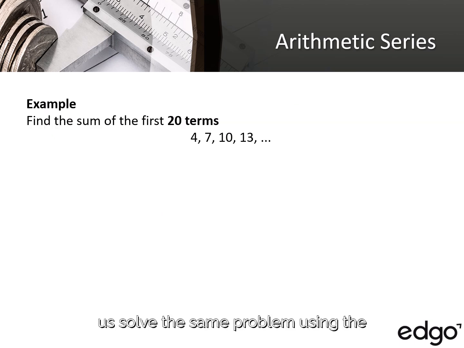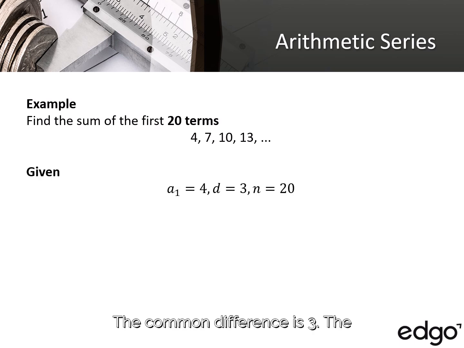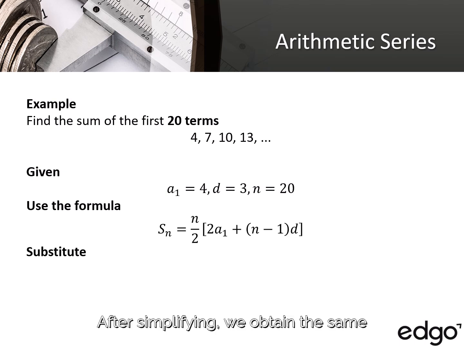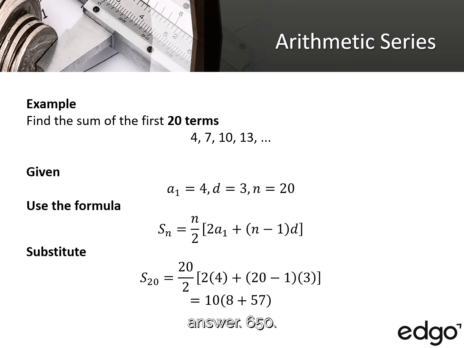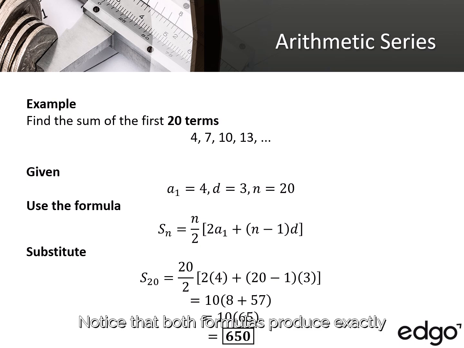Let us solve the same problem using the shortcut formula. The first term is 4. The common difference is 3. The number of terms is 20. We substitute these values directly into the formula. After simplifying, we obtain the same answer, 650. Notice that both formulas produce exactly the same result. The shortcut simply requires fewer steps.